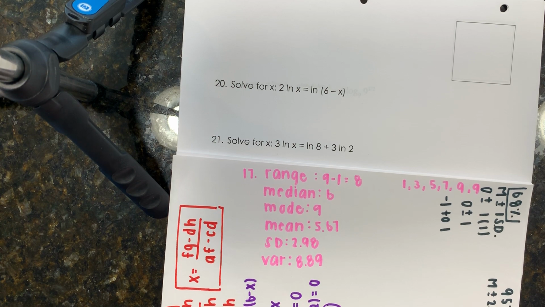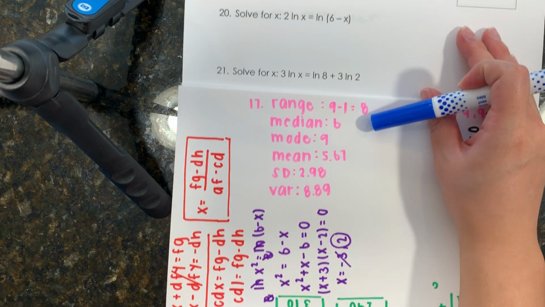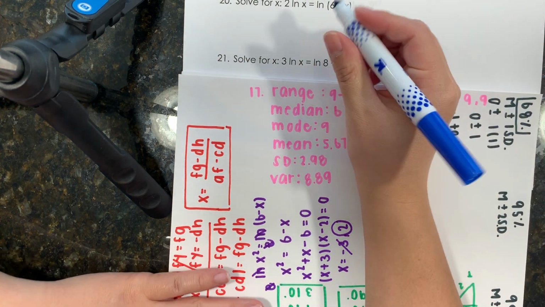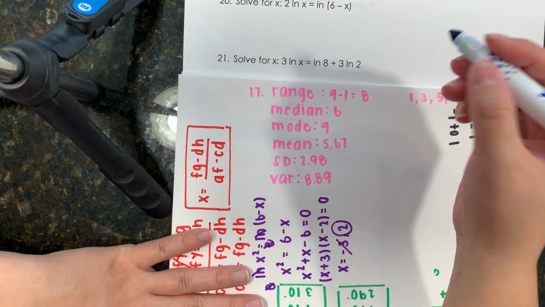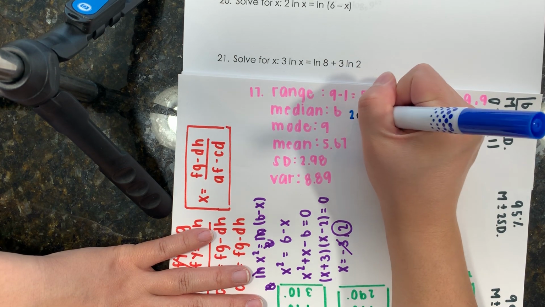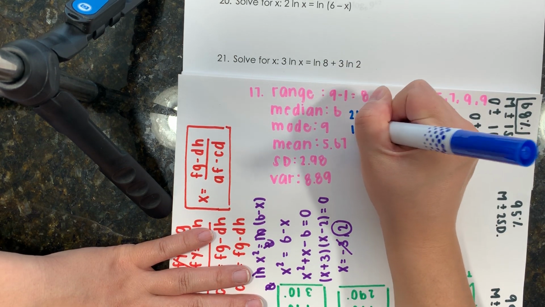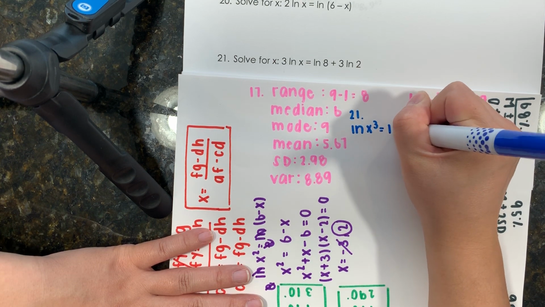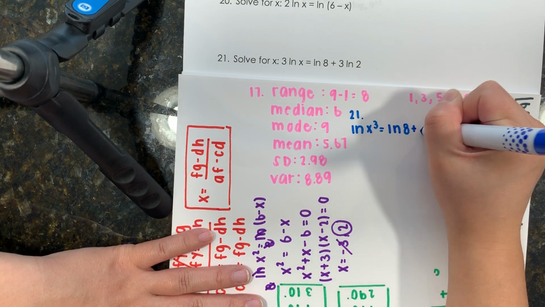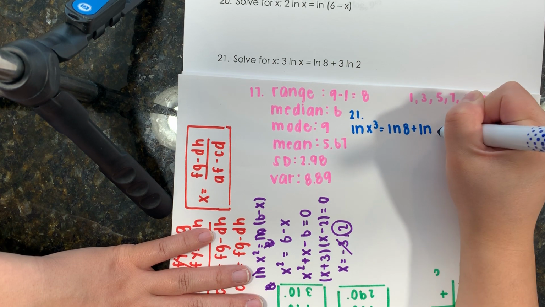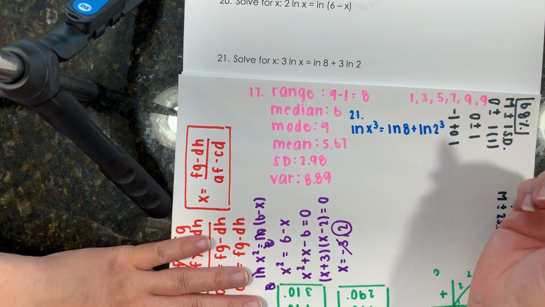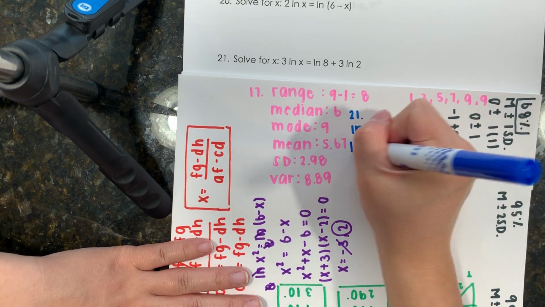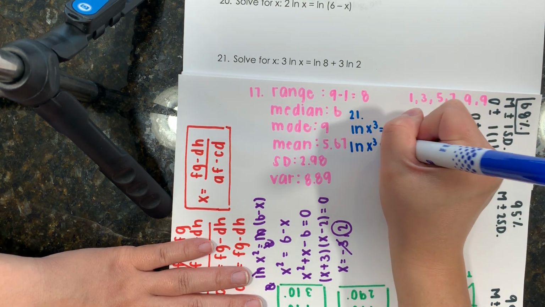Now looking at number 21, the same thing applies. If the number is outside of the log, it becomes the exponent. So for number 21, that's going to turn into ln of x cubed equals ln of 8 plus ln of 2 to the third. Now, because there's a plus sign between my two logarithms, I'm going to multiply those two variables together.